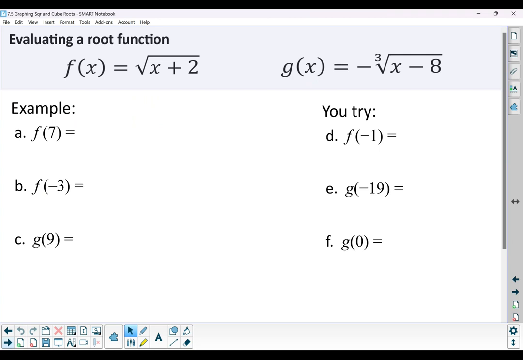So before we start graphing these, I just want to practice evaluating these functions. We're just going to use these two functions that I have at the top of the screen. We've got f of x equals the square root of x plus 2, and we have g of x equals the negative cube root of x minus 8.